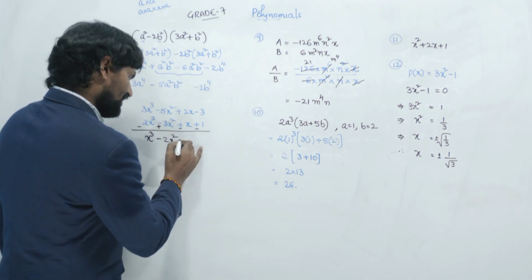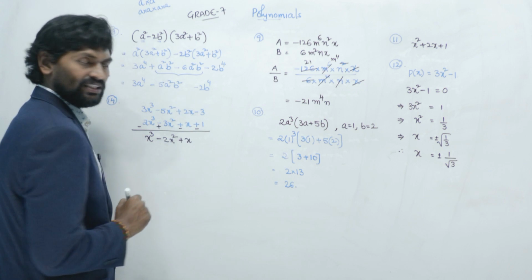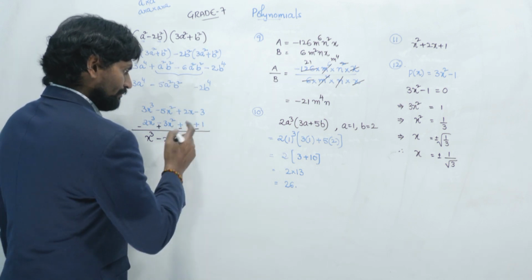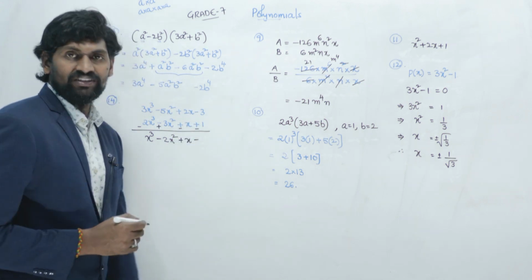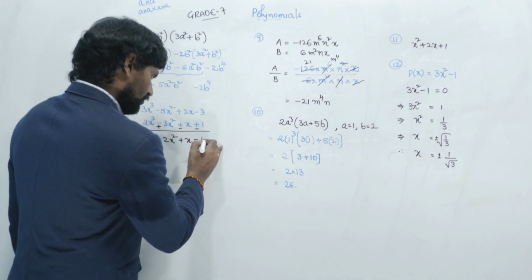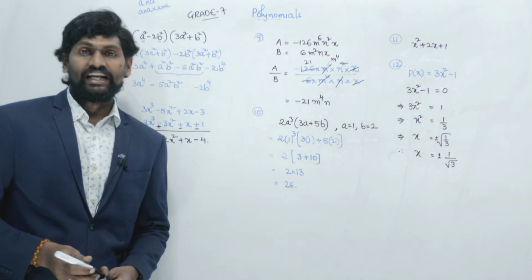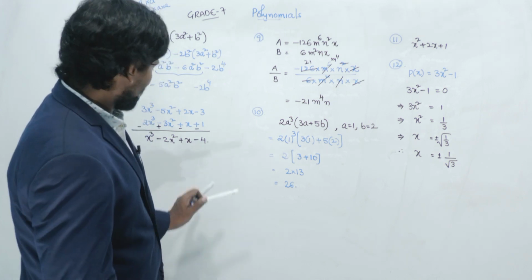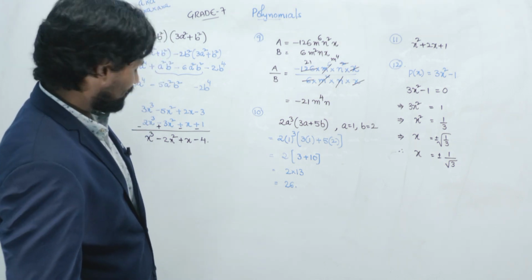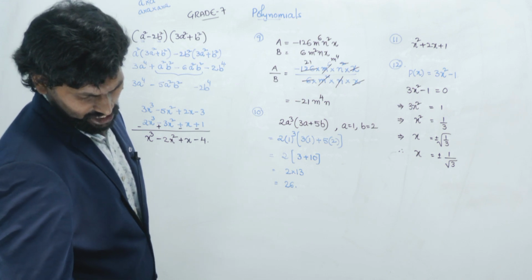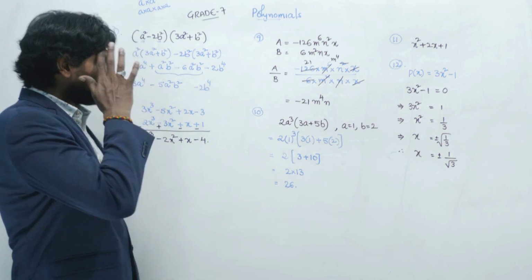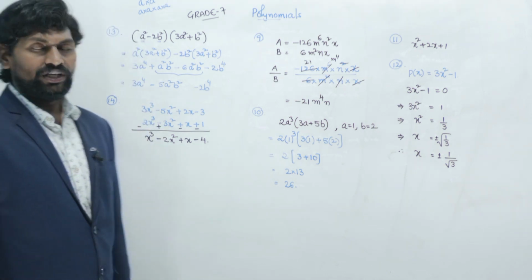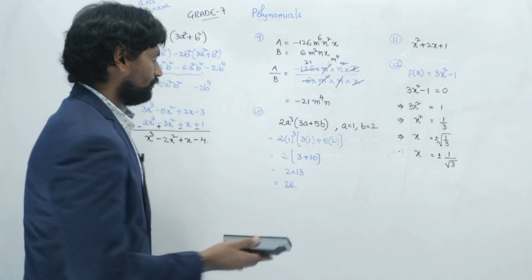2x minus x is x. 2 minus 1, 1. Okay? So minus 3 minus 1 both are negative symbols. Add with negative. 3 plus 1, 4. So this is our required answer. x cube minus 2x square plus x minus 4. Yeah, option 4. Option 4 is our required answer. Okay. So let us move on to the next problem.